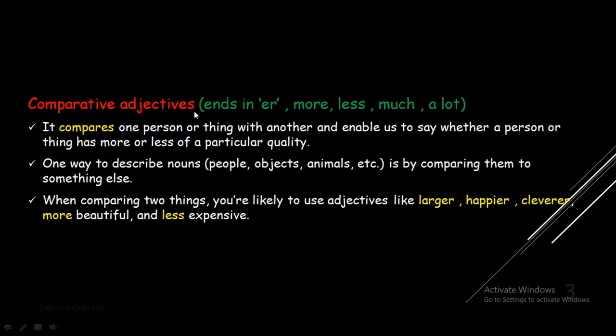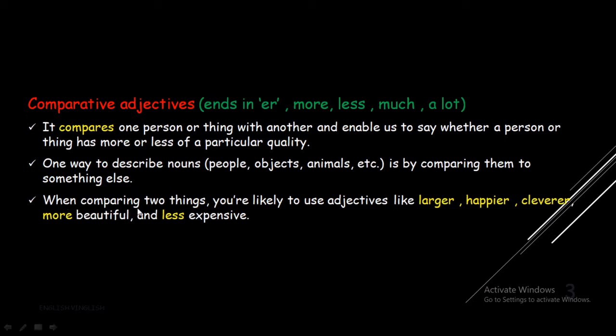Comparative adjectives. We use ER at the end of the words. And we also use more, less, much, a lot, and so on at the beginning of the words which cannot be written using ER. Comparative adjectives compare one person or thing with another, and enable us to say whether a person or thing has more or less of a particular quality. We can describe nouns by comparing them to something else.